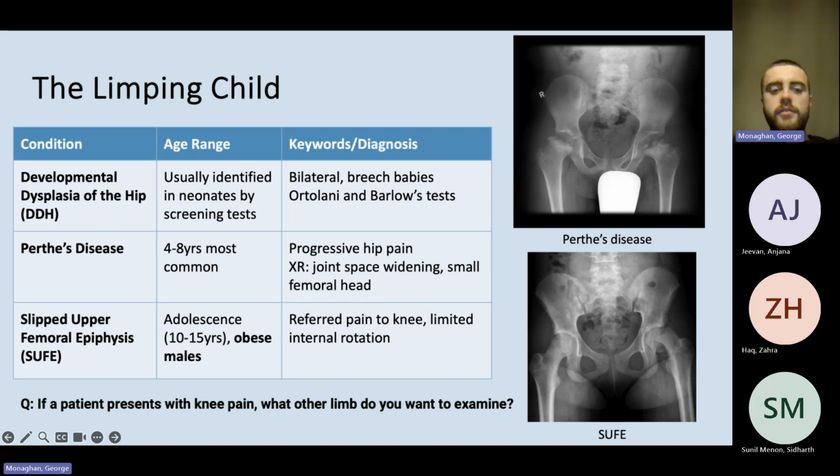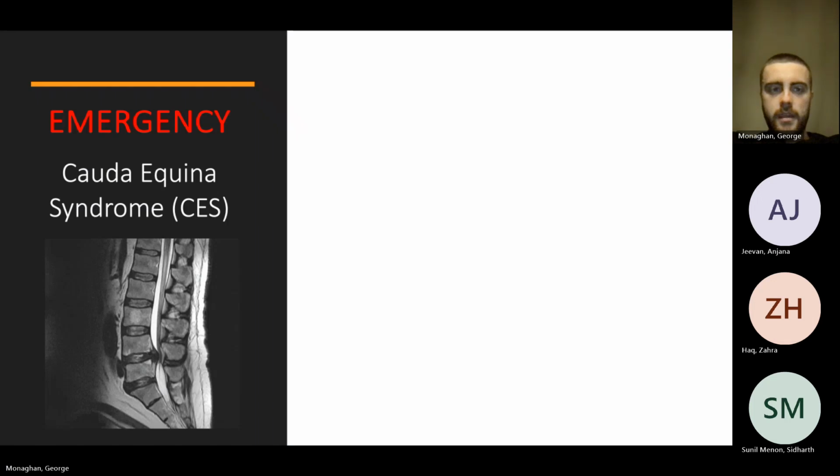And if a patient presents with knee pain, what other limb do you want to examine? So we talked about that. We're looking at hips, so it's the hip. And hip pathology can present as knee pain because of things like Q angles. If there's a problem with the hip, the whole anatomy of the lower leg is probably going to be changed, and that can affect the knee joint as well.